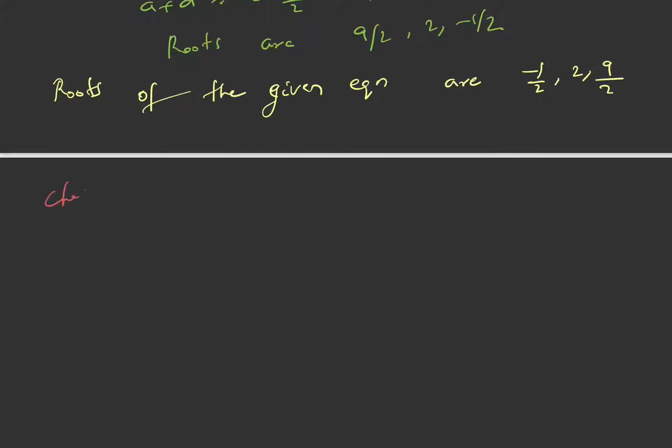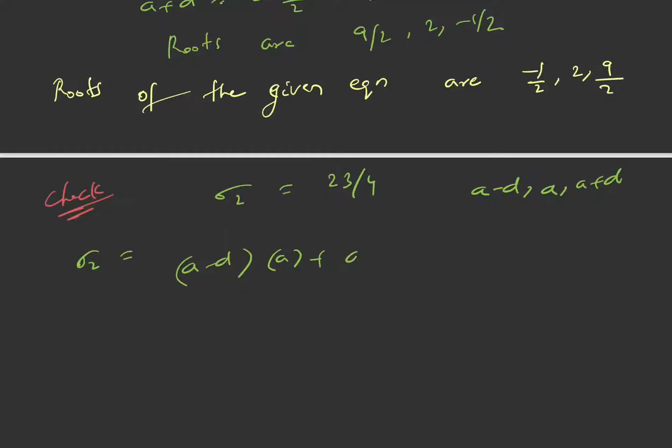So let us check whether sigma 2 is right or not. So sigma 2 is 23 by 4, and what is sigma 2? Sigma 2 is the sum of product of roots taken 2 at a time. So this is (a minus d) into (a plus a) plus a into (a plus d) plus (a minus d) into (a plus d), right? All the products taken 2 at a time, and we just sum them: alpha beta plus beta gamma plus alpha gamma. So this is the value of a is 2, right?